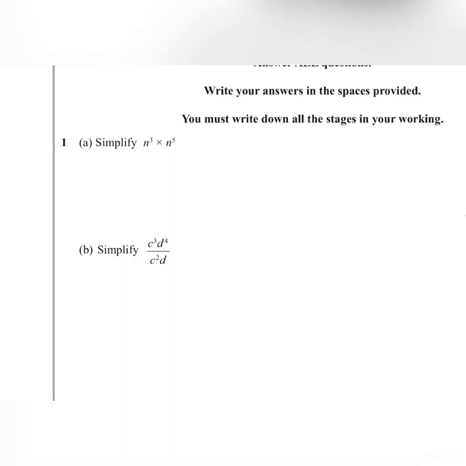Okay, question number 1, part A: simplify n cubed times n to the power of 5. When we're multiplying indices of the same base, we can simply add the powers together. So 3 plus 5, it is n to the power of 8.